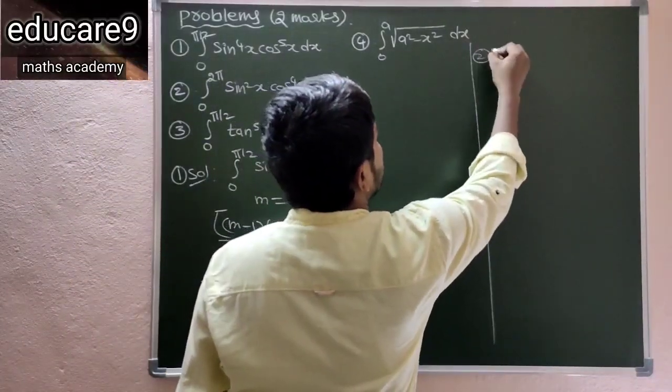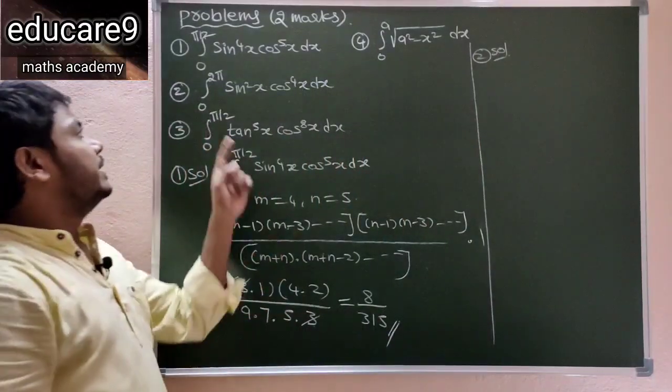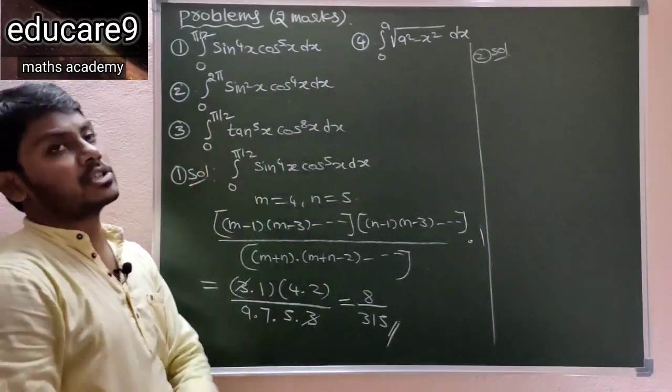So see the second solution, integral 0 to 2 pi sin square x cos power 4x.